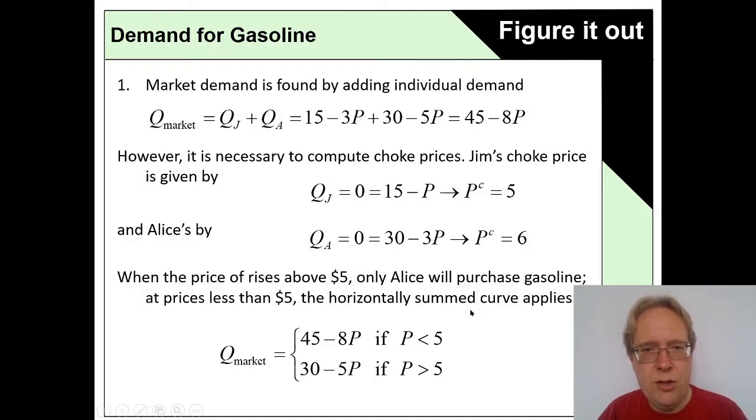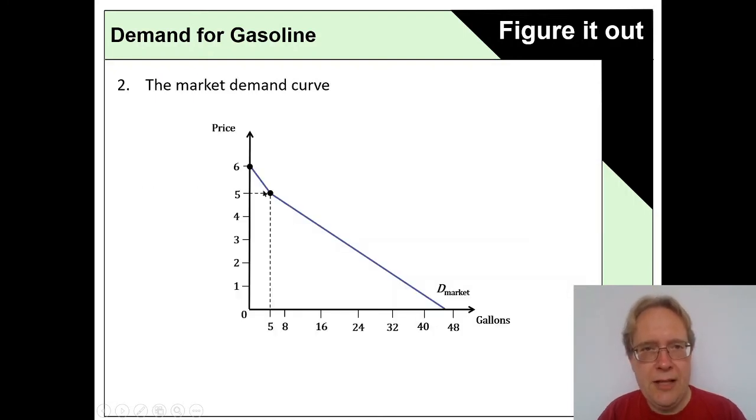So that brings us to the real market demand. That's the sum of the two for prices below 5 and only Alice's demand at a price higher than 5. So that's what this looks like. Again, you get a kink at the choke price of Jim in this case. Here we have the sum of the two. Here we only have Alice's demand.